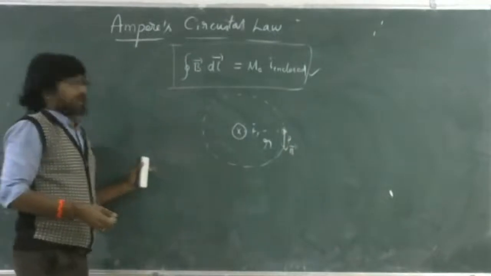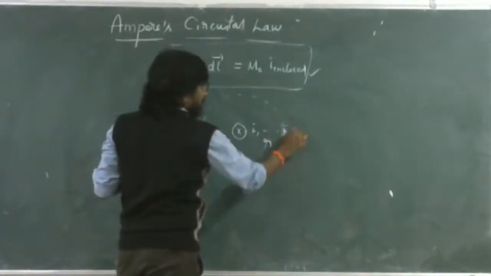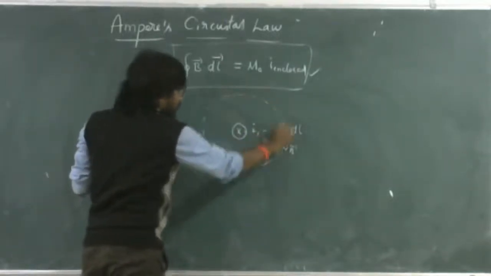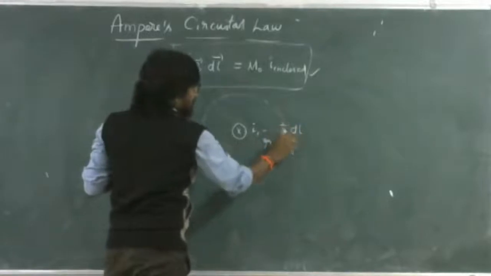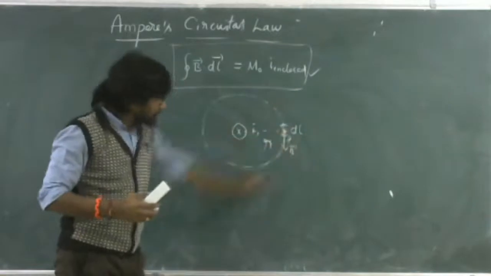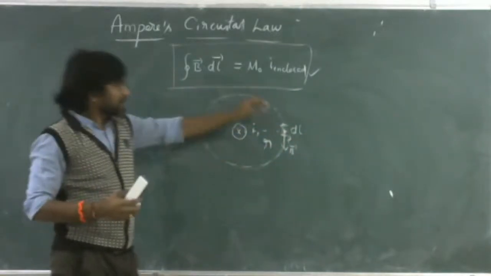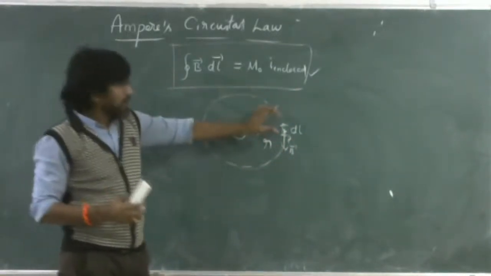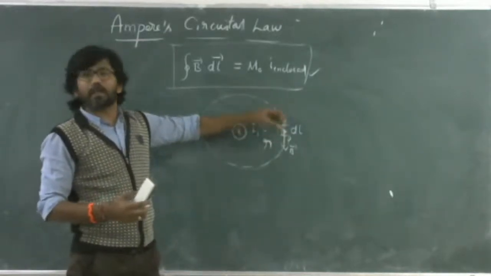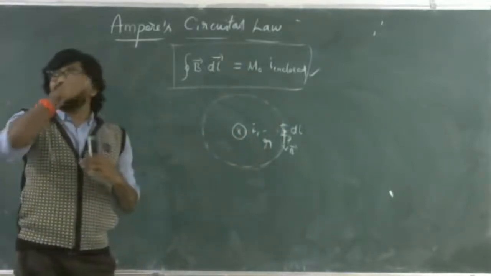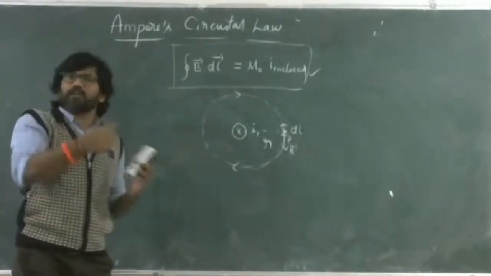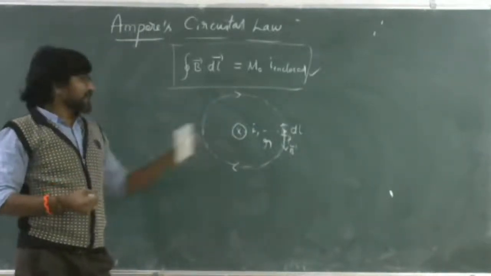But if you consider a small element of length dl of this closed loop, the magnetic field here is due to this conductor. If you are taking that loop in a particular direction, say clockwise, you have to be careful about the directions of current.